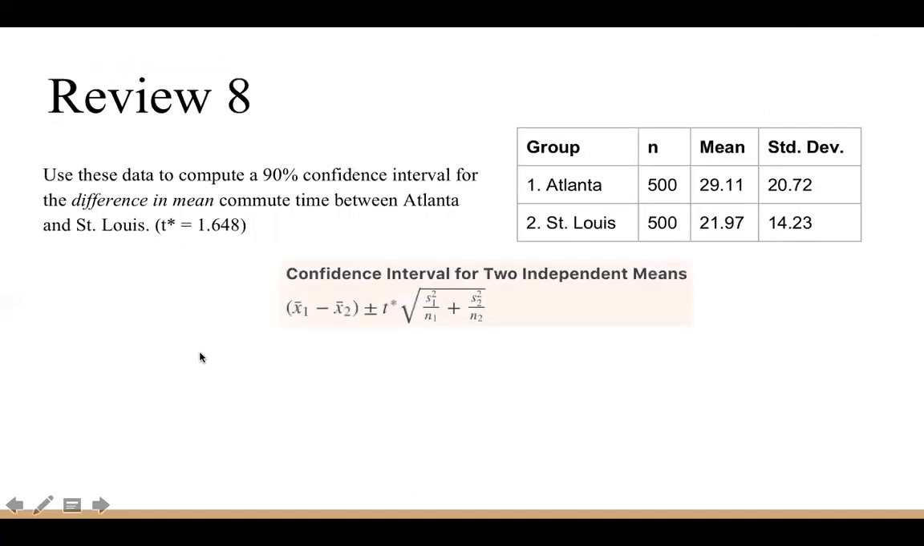So great job, guys. Our last review for this unit is to compute a 90% confidence interval for the difference in mean commute time between Atlanta and St. Louis. I provided you with the t-star here, and everything else is given to you. So go ahead.